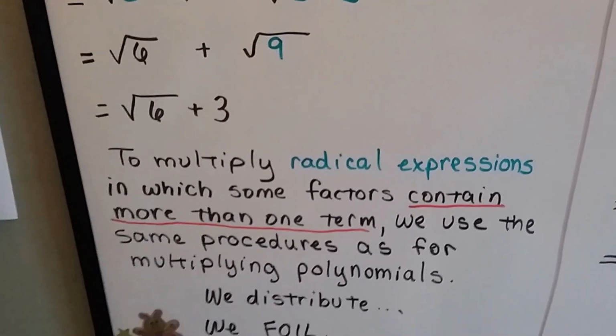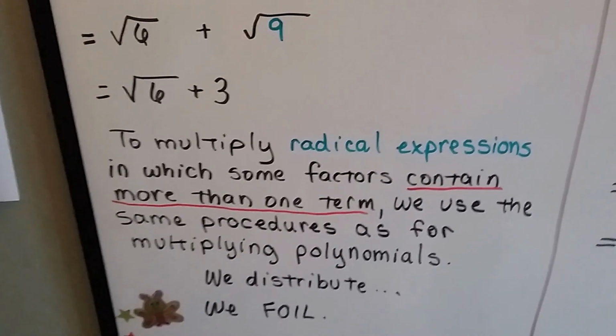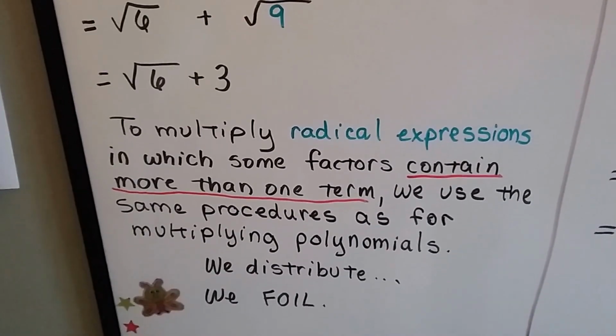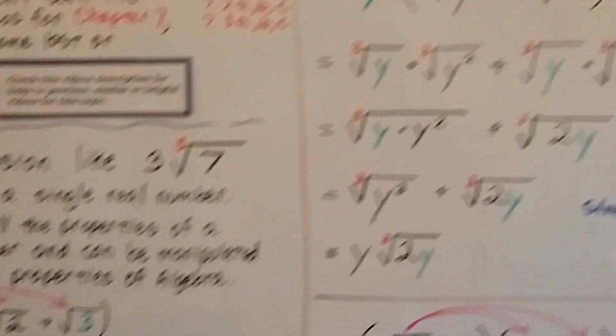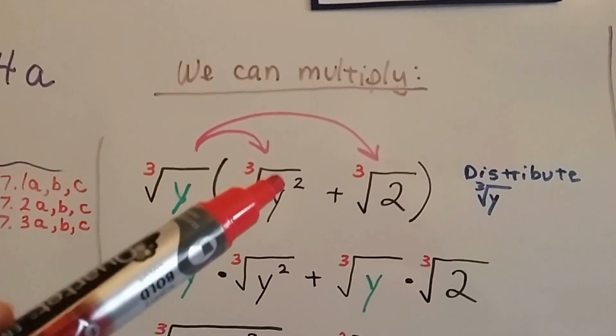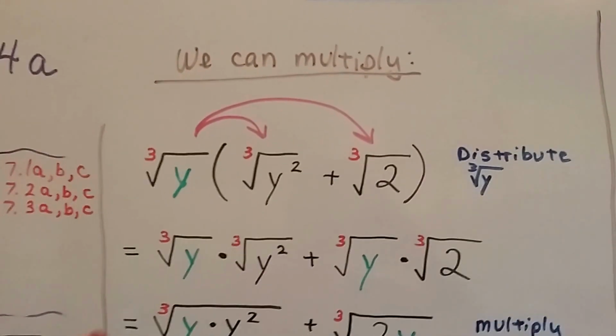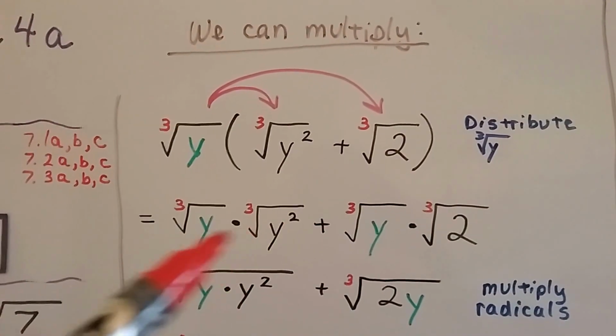And to multiply radical expressions in which some factors contain more than one term, we use the same procedures as we use for multiplying polynomials. We distribute, we FOIL. So we can multiply this one. We're going to distribute this cube root of y into the parentheses, and that's going to give us the cube root of y times the cube root of y squared.